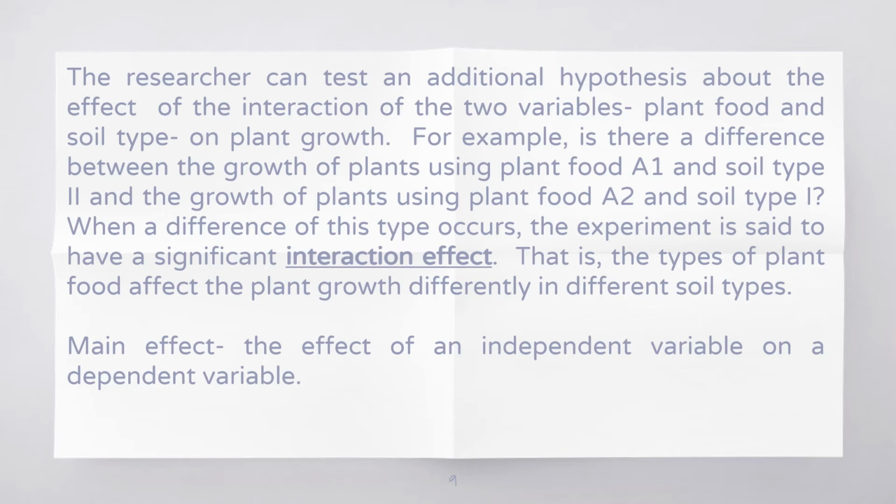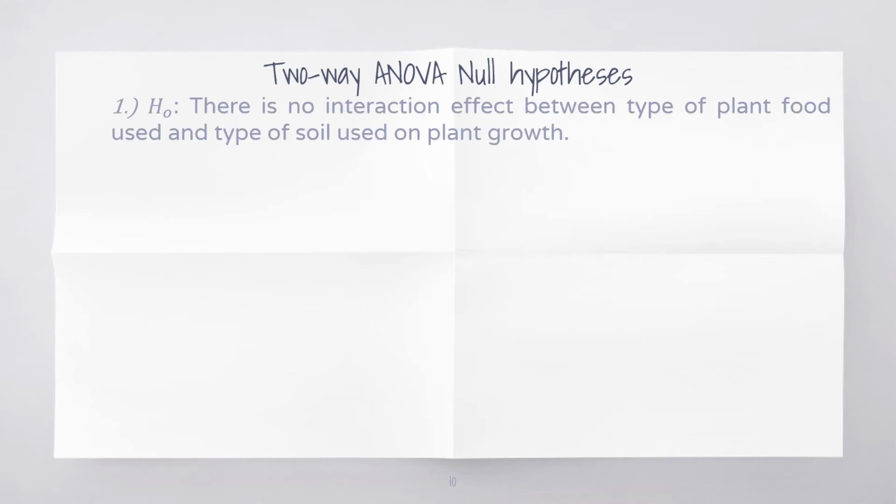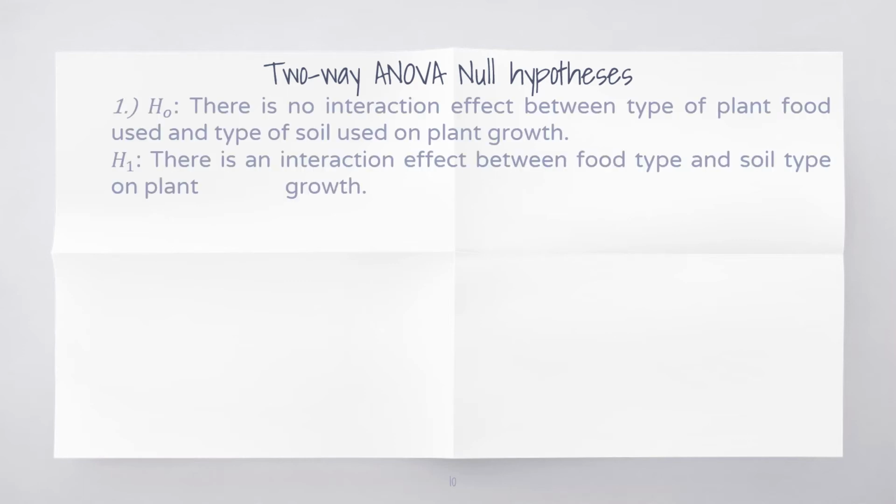Now let's talk about the two-way ANOVA null hypothesis. There are three sets of hypotheses with the two-way ANOVA. Let's look at the hypotheses of our example. So this is the first set of our hypotheses. Null hypothesis: there is no interaction effect between the type of plant food used and the type of soil used on plant growth.